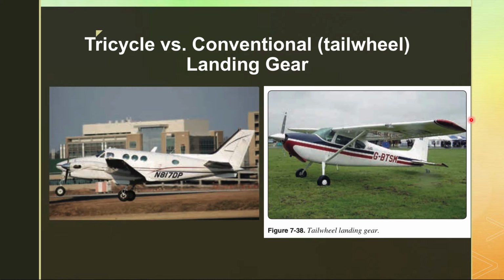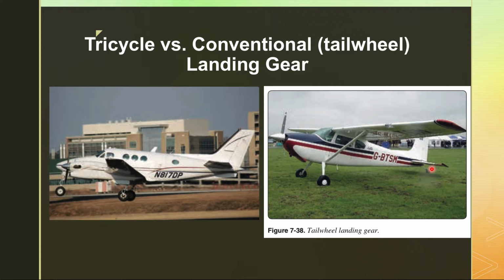So let's talk about what we probably should already know, just to make sure though. We've got tricycle landing gear on the left. Think of riding a big wheels tricycle with the wheel in the nose. So you could call it nose wheel, but it's tricycle. And then conventional, think of the older aircraft, and they have a tail wheel aircraft. So conventional is tail wheel.